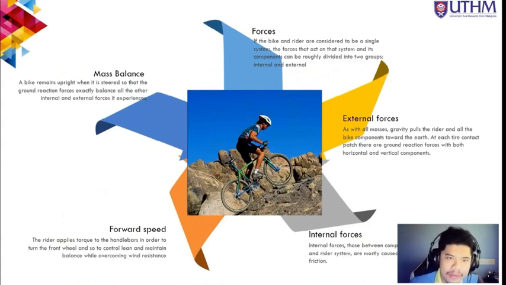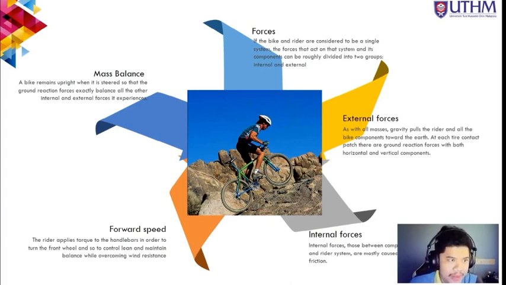Firstly, the forces that are considered as a single system. The force components can be divided into two, internal and external. The external forces are all the masses, where gravity pulls the rider and all the bike components toward the earth. So at the tire contact patch there are horizontal and vertical components. The internal forces are those between the components of the bike and the rider system that are caused by friction.